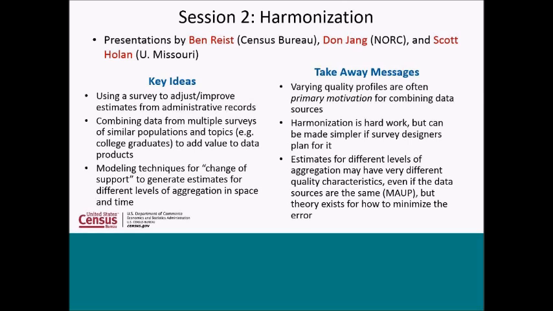From Scott's presentation, one of my takeaways was that estimates for different levels of aggregation may have very different quality characteristics, even if the data sources are the same. And he talked about this problem, MAUP, I forget exactly what it stands for. It's also known as the ecological fallacy, which is that you start aggregating data up to different levels of geography, different timescales, and the error structures are quite different, even though the original data source is the same. But interestingly, he says that there is some theory for how to minimize the error, and he didn't have time to talk about it, but he pointed to some publications on that. And so I thought that was a very relevant message for us.